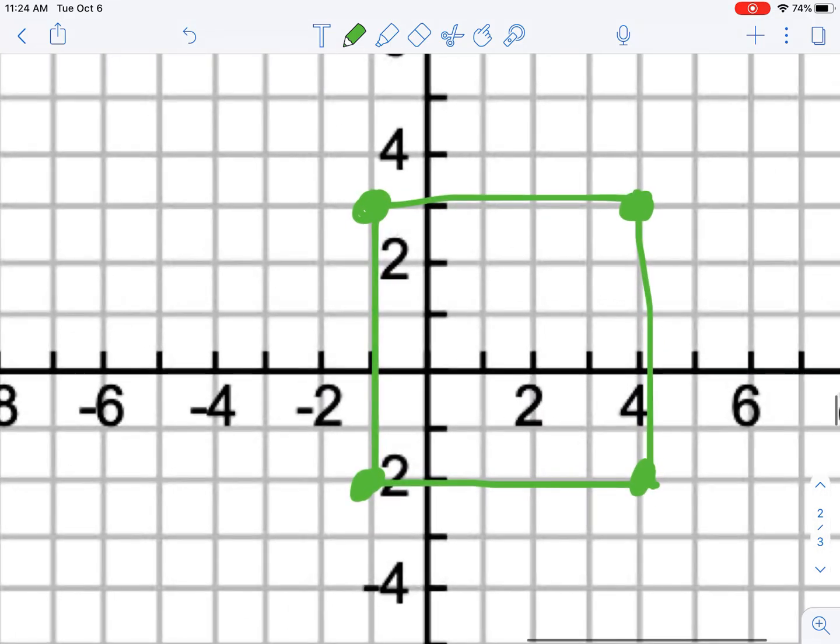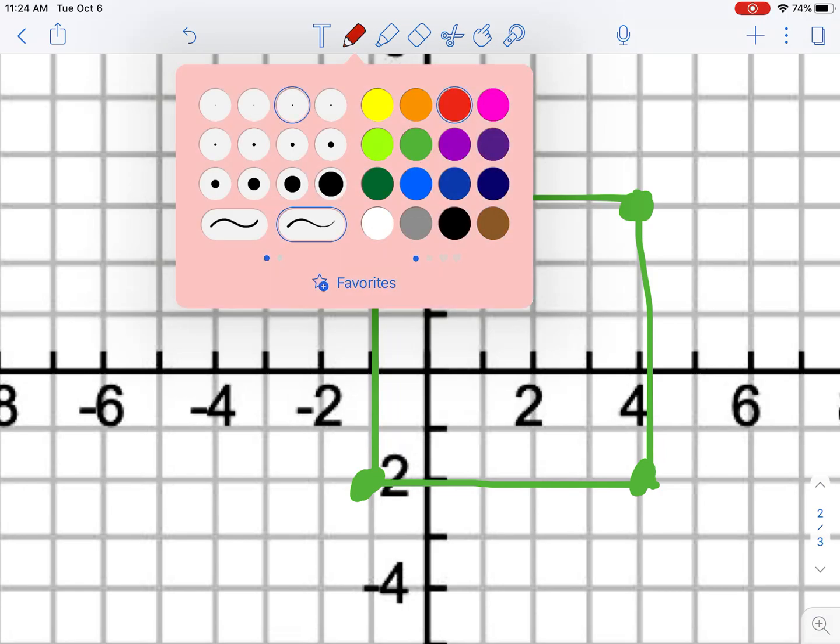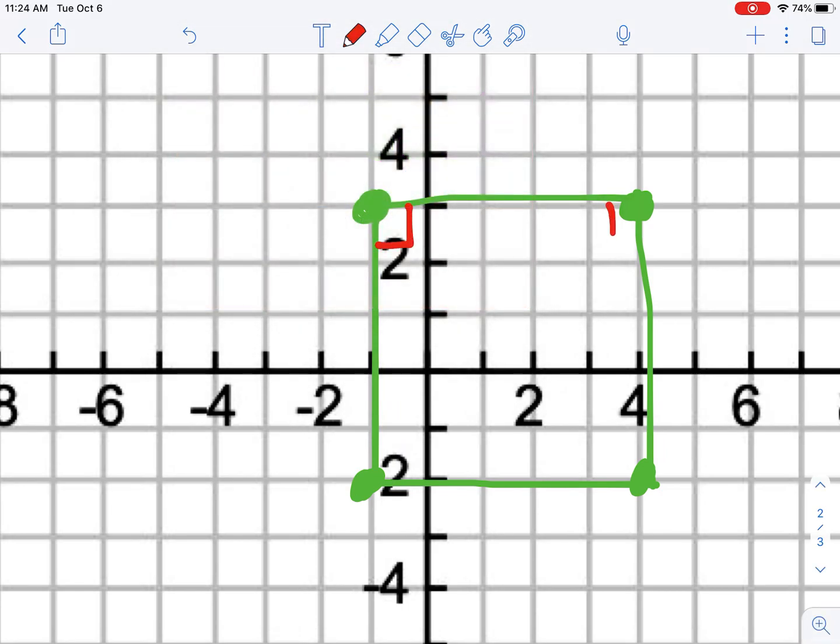I would start by noticing that all of these angles are right angles. Then I would find the side lengths. The top is 1, 2, 3, 4, 5, a length of 5. The right side, 1, 2, 3, 4, 5. I must have counted wrong earlier. The bottom is 5, and the left side is also 5.